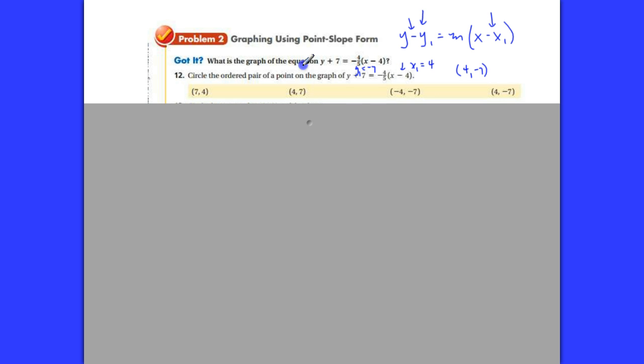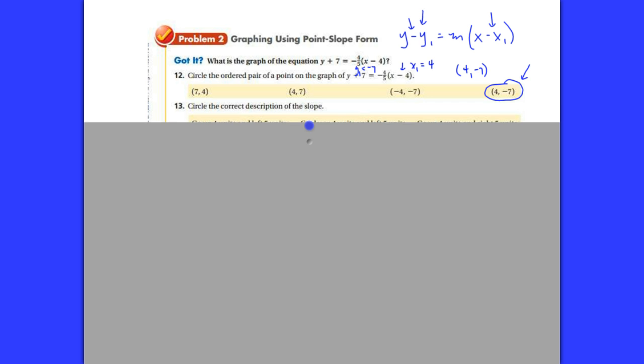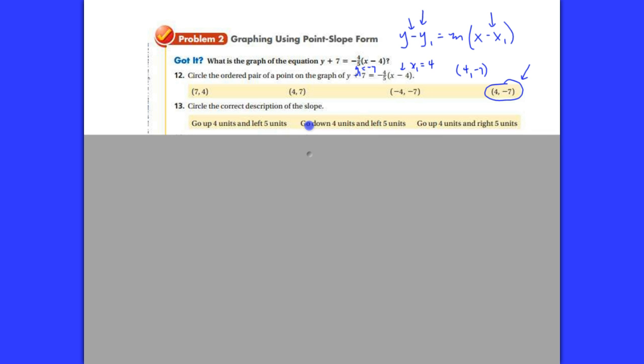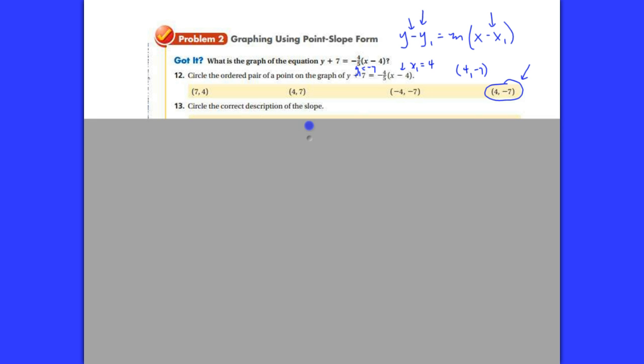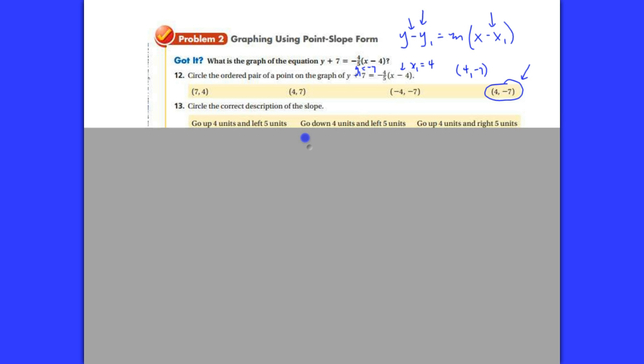Okay, so it says circle the ordered pair. I'm looking for 4, negative 7, which is right there. That's the only point at this time that I know is sitting on my line. None of these others sit on my line that I know. I could test and find out, but I only know that 4, negative 7 is the one on my line. So it says circle the correct description of the slope.